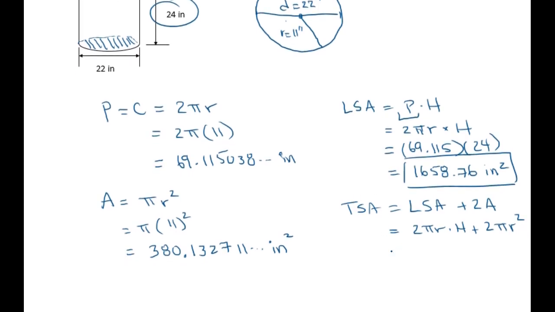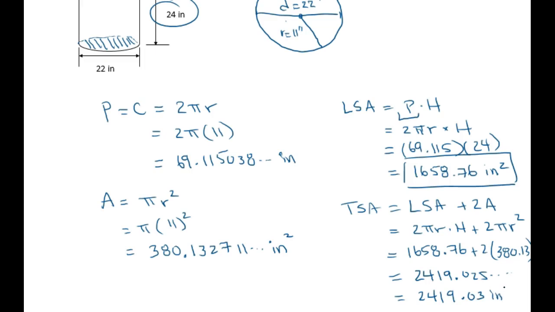Similarly for our TSA, I'm going to just use the numbers that we've done calculations with already, so 1,658.76 plus 2 times my area, which I found to be 380.13, etc. Again, try to use as many decimal places as possible until the very end when you can round at that point. So I ended up getting 2,419.025, etc., which I'm going to round to 2 decimal places to get 2,419.03 inches squared.